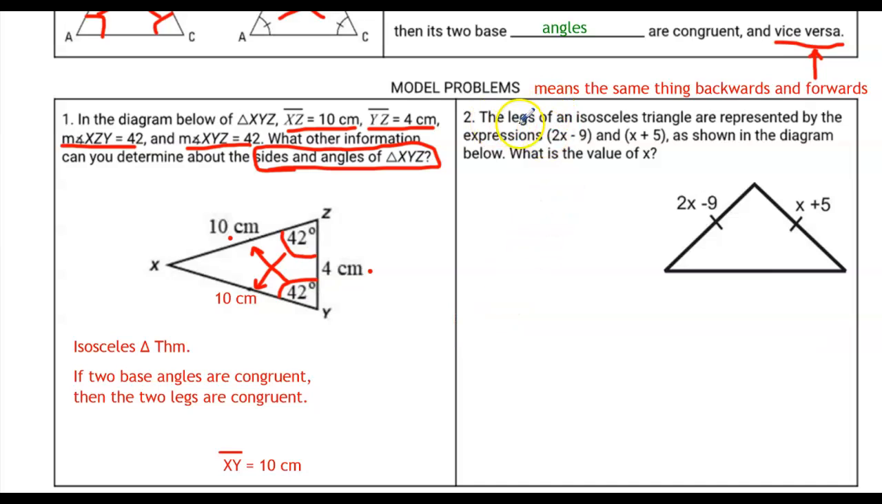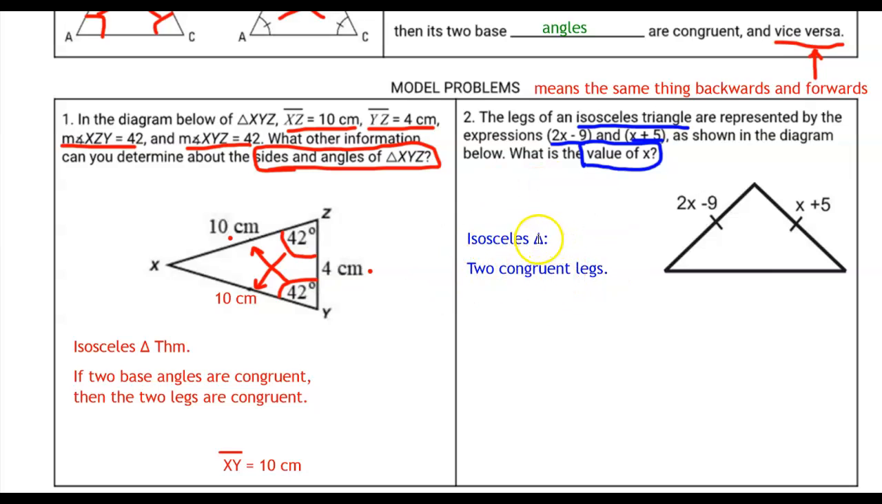Boom, done. Next, I'm given the fact that this is an isosceles triangle and its legs are represented by 2x minus 9 and x plus 5. I have these two legs and I know that I'm looking for the value of x. That's what it's asking me for. So what I need to do is figure out what the relationship is between these two sides. Well, I'm told it's an isosceles triangle. And luckily for me, I remember that isosceles triangle means that the two legs, the two sides, are going to be congruent. This is a fact that I could use to prove my statement.